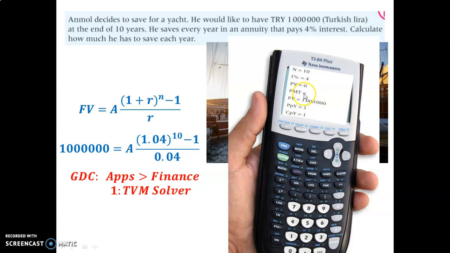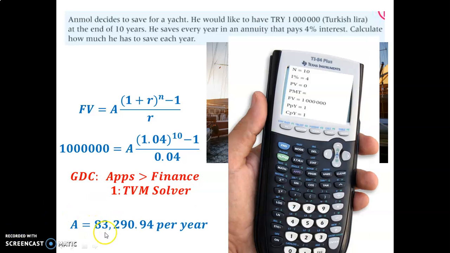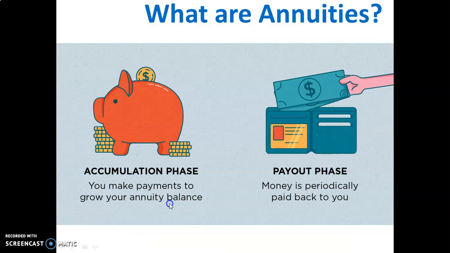The way to calculate that is cursor to the payment, the thing you're looking for. You press alpha and then enter, which is solve, and it solves it for you right there. There's the answer. It tells you this person needs to put this much in every year in order to make 1 million in 10 years under this annuity. Okay, let's go next one.